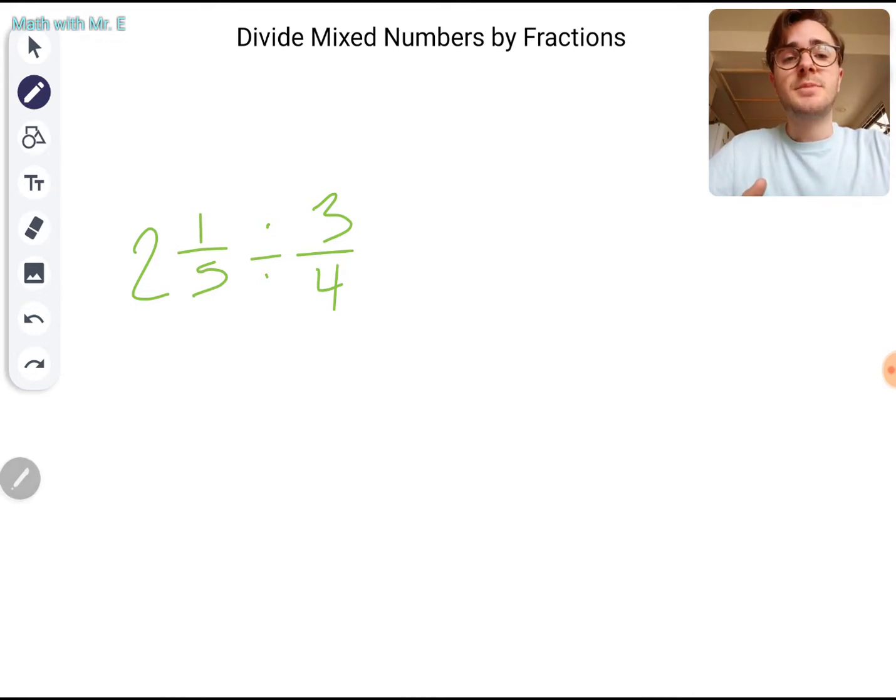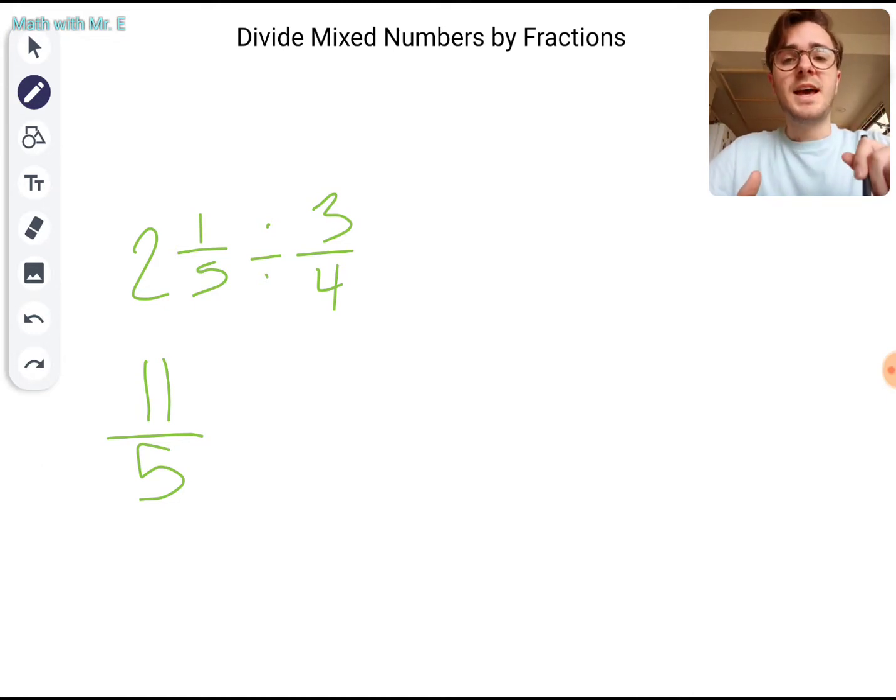Remember, to turn a mixed number into an improper fraction, we multiply this whole number by the denominator, so 2 times 5, which is 10, and then we add the numerator, so 10 plus 1 is 11, and then our denominator does not change, so 2 1/5 is the same as 11/5. So that's just how we write that mixed number as an improper fraction.